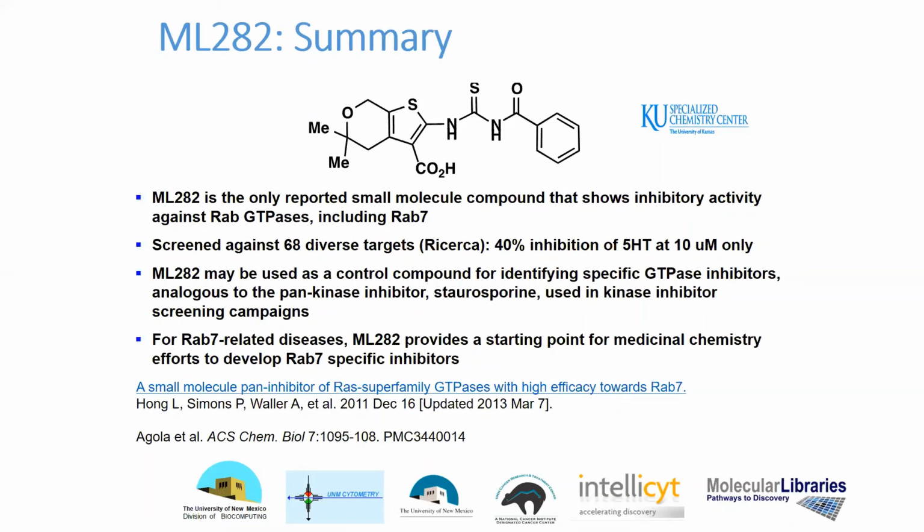ML282 may be used as a control compound for identifying specific GTPase inhibitors, analogous to the pan-kinase inhibitor staurosporine, used in kinase inhibitor screening campaigns. For Rab7-related diseases, ML282 provides a starting point for medicinal chemistry efforts to develop Rab7 specific inhibitors.